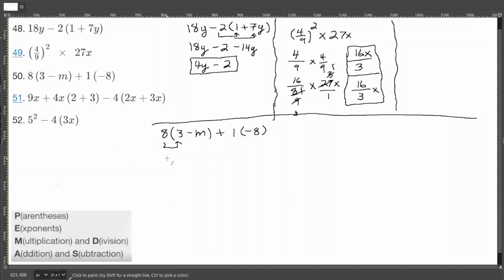I start doing 8 times 3, 24, right? 8 times negative m, negative 8m. And then here, this is positive 1 times negative 8, right? This is also multiplication, so might as well handle this right away. So that's going to be minus 8. You might say, where did I get the minus 8 from? Because it's positive times a negative, right? We could leave this as plus negative 8, but it's easier to just write it as a minus 8 right away, people. So that's where this is coming from.